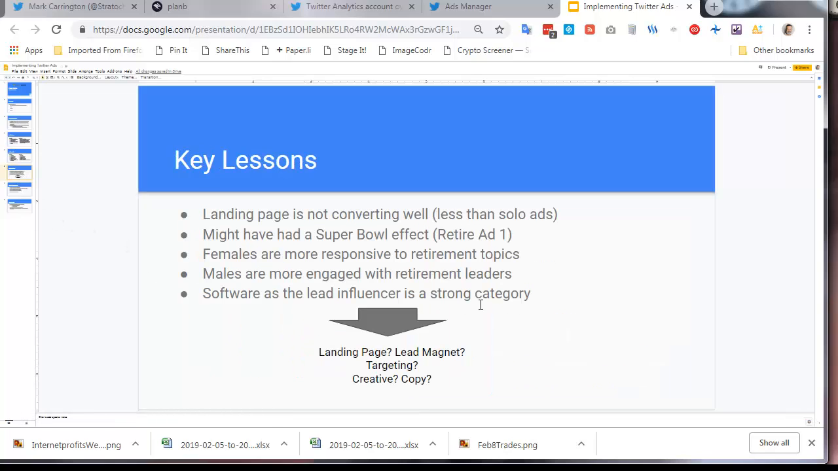What are the key lessons? The key lessons, one is the landing page is not converting well. It's converting less than solo ads. And I don't know why that is. Whether it's just the time frame that it takes for people to expand the link, which they do on Twitter, then click the link and then decide what they're going to do. The landing page is not demanding in time, but I suspect there is not a compelling enough offer in the landing page for someone who's responded to an advertisement.